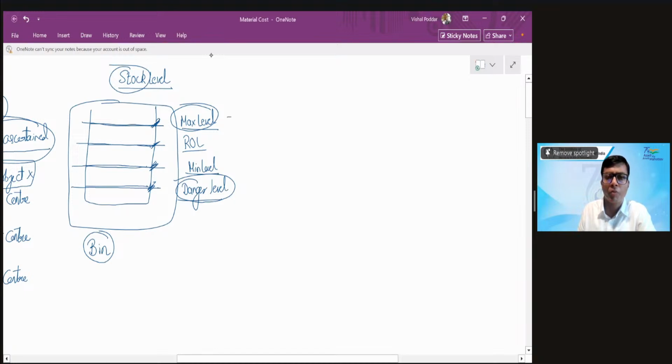Now, obviously, as you can know, maximum level is the level which is your highest level. So what is my action? If my stock reaches this, what is the action point I will be taking?